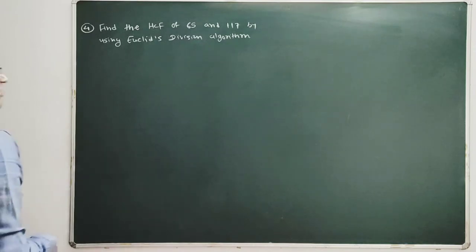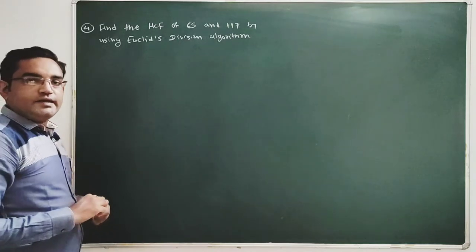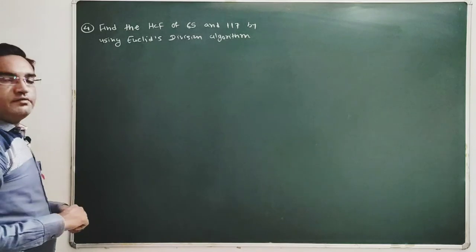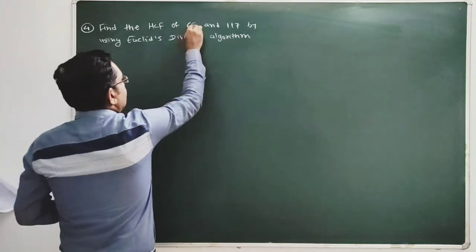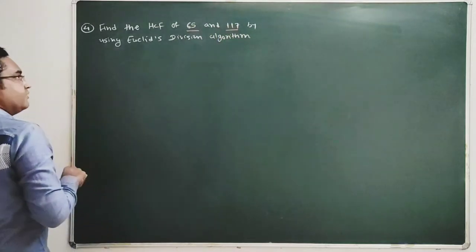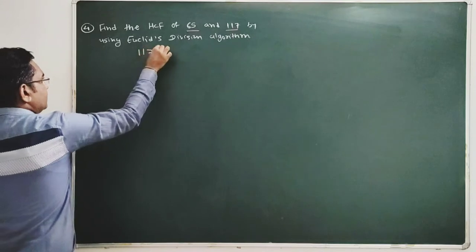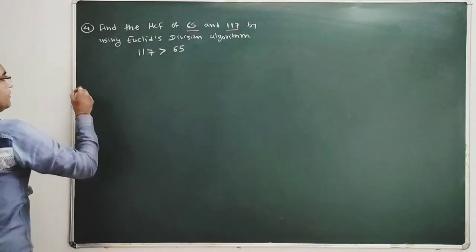Okay students, now question number 4. A very simple question. Find the HCF of 65 and 117 by using Euclid's division algorithm. So what is the first step? We have to find the larger number of the given two numbers. So here we can say 117 is greater than 65. So now apply Euclid's division algorithm.